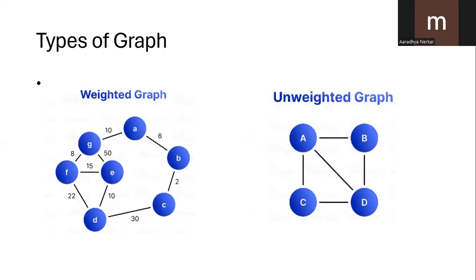The next type of graph is weighted graph and unweighted graph. In a weighted graph, edges have weights or costs associated with them. These weights can represent distance, cost, or any other metric. In an unweighted graph, all edges have the same weight, or all edges are equally important.